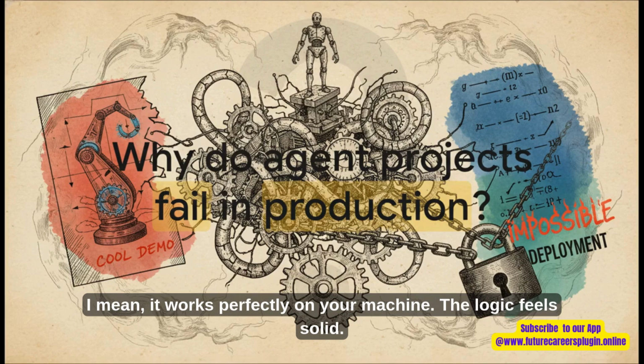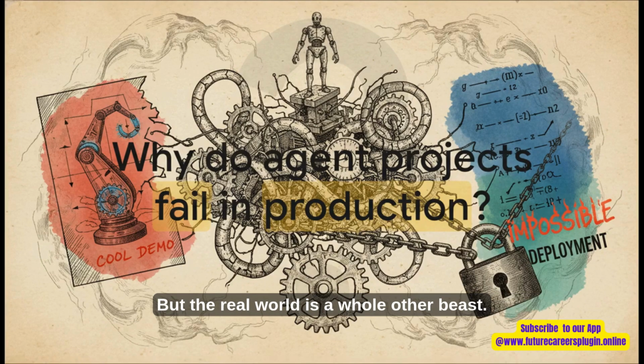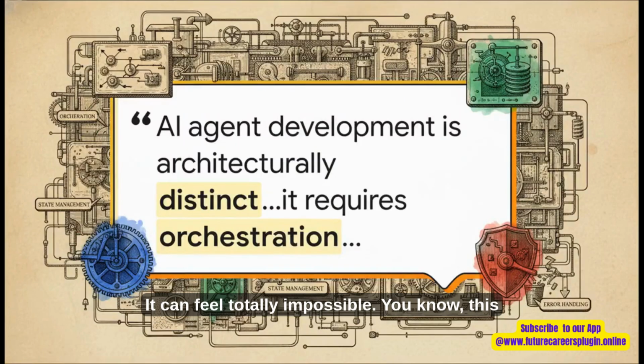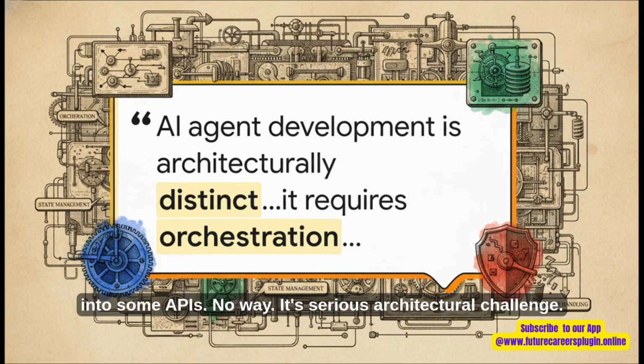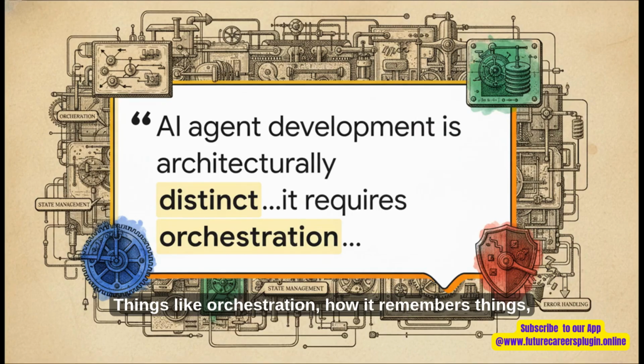I mean, it works perfectly on your machine. The logic feels solid. But the real world is a whole other beast. It can feel totally impossible. You know, this quote from the dev community just hits the nail on the head. Building an AI agent isn't just about plugging an LLM into some APIs. No way. It's a serious architectural challenge. Things like orchestration, how it remembers things, how it handles errors, those can't be an afterthought. They have to be baked in from day one.